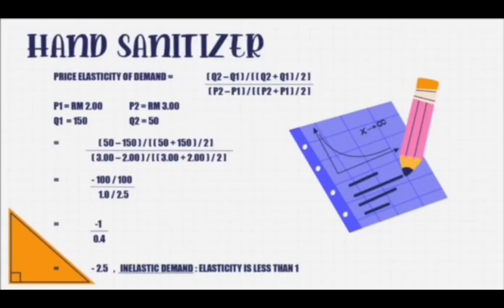Next, hand sanitizer. Price 1 is 2 ringgit. Price 2 is 3 ringgit. Meanwhile, quantity 1 is 150. Quantity 2 is 50. Then interpret that into the formula: 50 minus 150 divided by 50 plus 150 divided by 2, then divided by 3 minus 2 divided by 3 plus 2 divided by 2. Then it will be negative 1 divided by 0.4. The answer is negative 2.5. Inelastic demand, which is elasticity is less than 1.